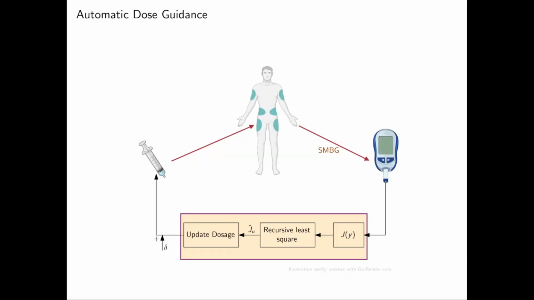So each morning, the patient records the blood glucose at fasting conditions, and using this, we get the glycemic penalty index, which gives us the static map. We can then use recursive least squares estimation to compute the gradient of this static map, and once the gradient is estimated, we can use it to update the insulin dosage.